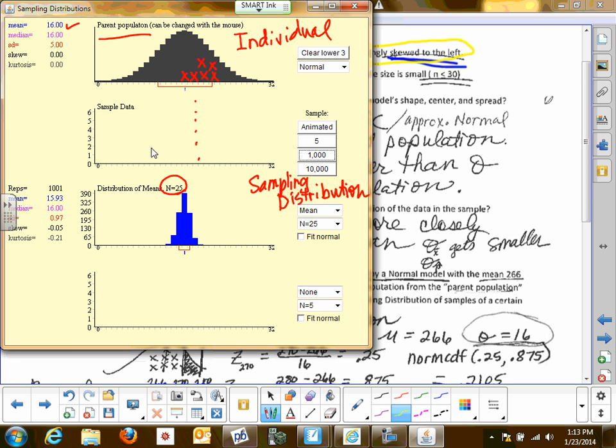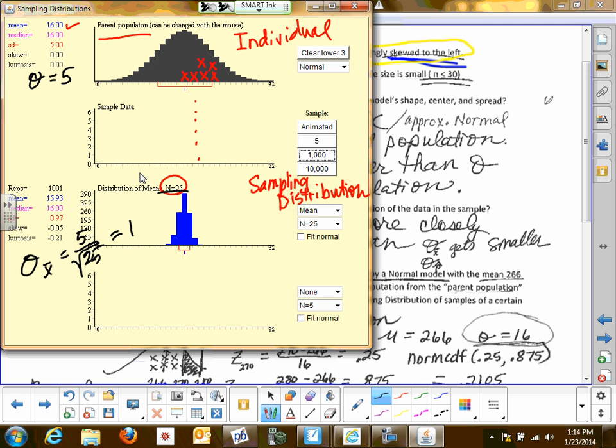Why? Because of the square root thing on the bottom. That's right. Very good. Remember yesterday, the standard deviation of the parent population is 5. The standard deviation of the sampling distribution is 5 from up there, divided by the square root of n. So that makes it 1.